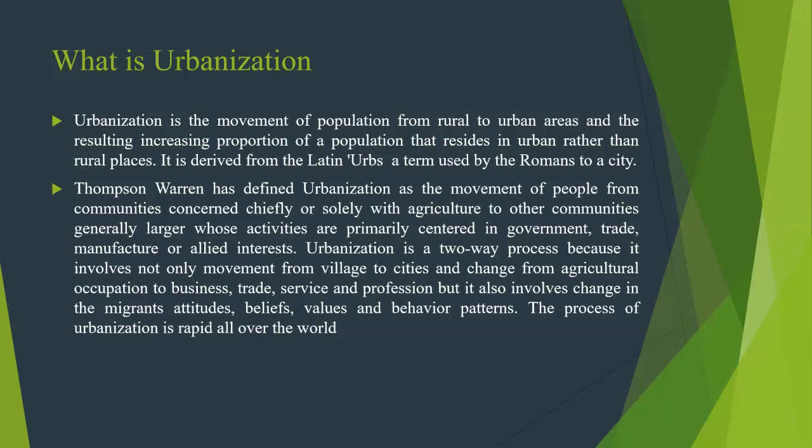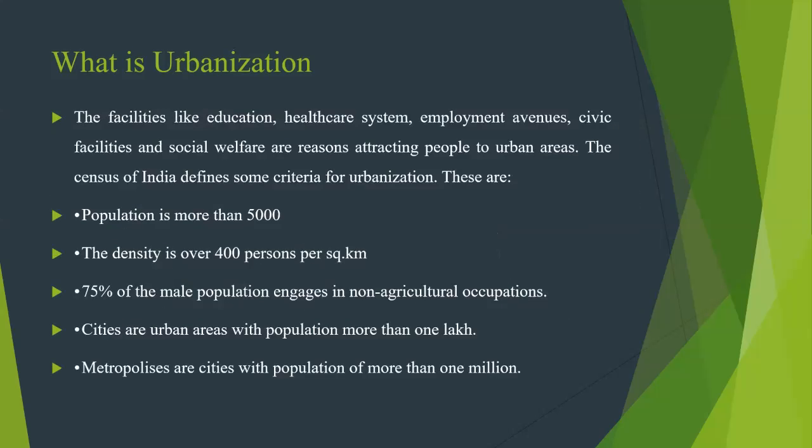So urbanization is basically a two-way process because it not only involves movement from village to cities and change from agricultural occupation to business, trade, service, and profession, but it also involves change in the migrants' attitudes, beliefs, values, and behavior patterns. The process of urbanization is very rapid all over the world. Since the time of the industrial revolution, that is the 1800s, urbanization has gained importance. More people have started to come to cities because of facilities like education, healthcare system, employment avenues, civic facilities, and social welfare. These are some reasons why people are attracted to urban areas.